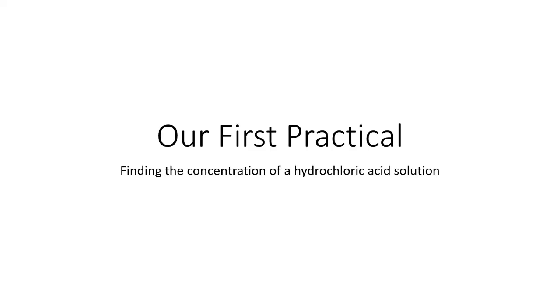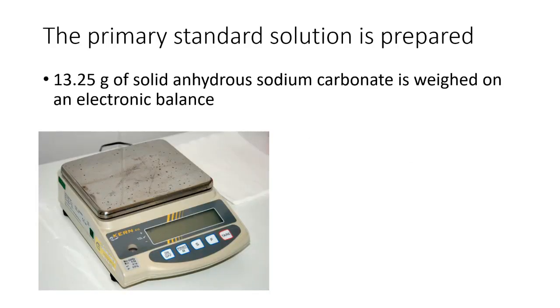Our first practical involves finding the concentration of a hydrochloric acid solution. We're going to begin by making a primary standard solution. I'm going to obtain 13.25 grams of solid anhydrous sodium carbonate. I'm going to weigh that using an electronic balance.